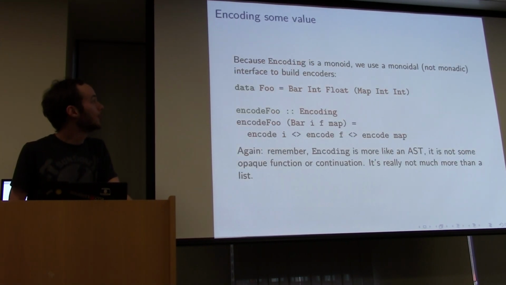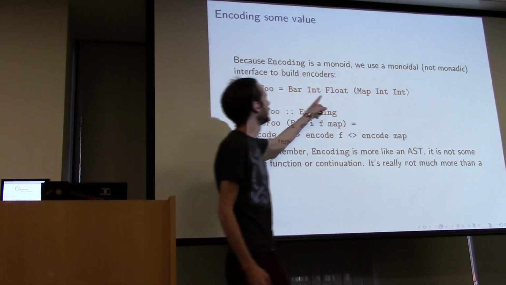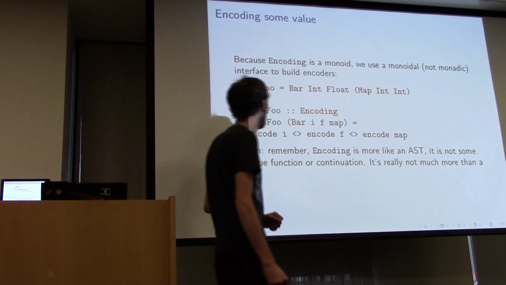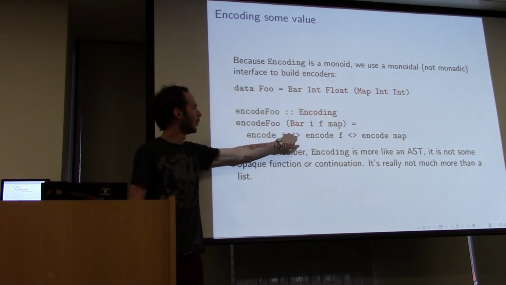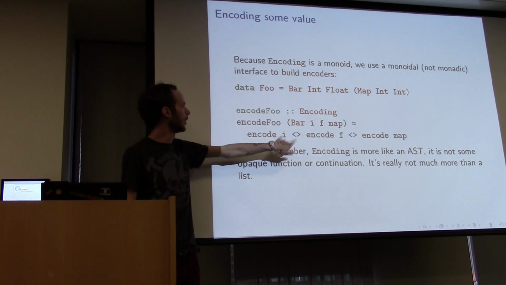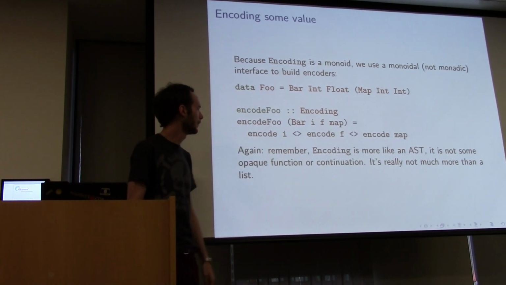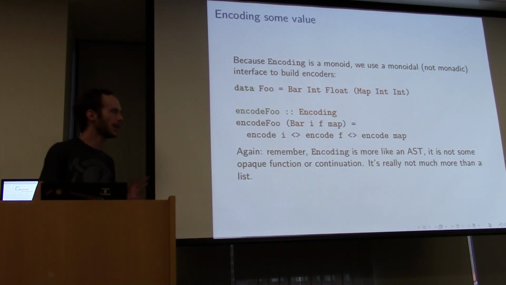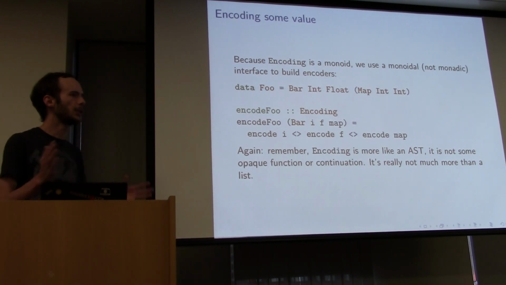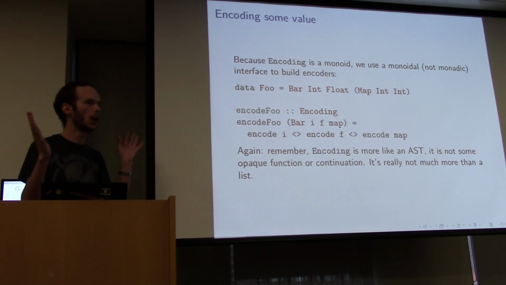And so you use a monoidal interface to build these encoders, right? If I had a Foo with an int, a float, and some map inside, then I use mappend, or the diamond operator, to encode, encode, and encode. And because it's an AST, it's not some opaque function. It's not some continuation. If this type was exposed, you could just walk over it, it'd be fine.